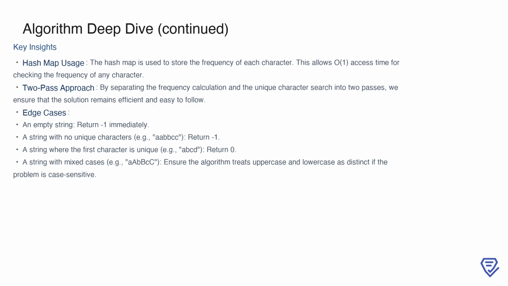There are a few key insights that make this algorithm both efficient and reliable. First is the use of a hash map to store the frequency of each character. This allows us to check the frequency of any character in constant time, O(1). The 2-pass approach is another important factor. By separating the frequency calculation and the search for the first unique character, the algorithm remains both efficient and easy to follow. We also account for edge cases, such as an empty string, where we immediately return -1. If the string has no unique characters, like "abab", the algorithm will correctly return -1. For a string where the first character is unique, such as "abcd", we return the index 0.